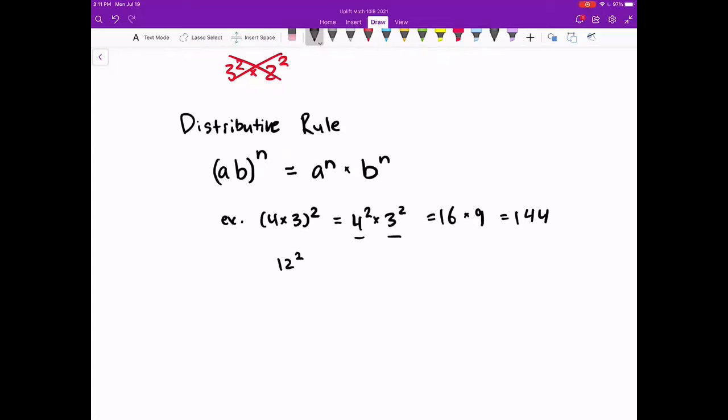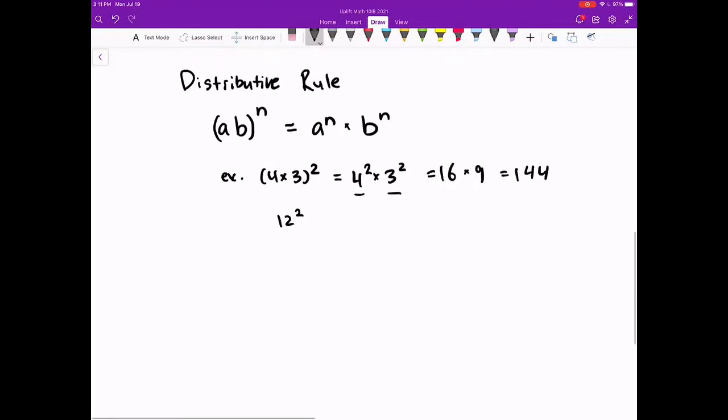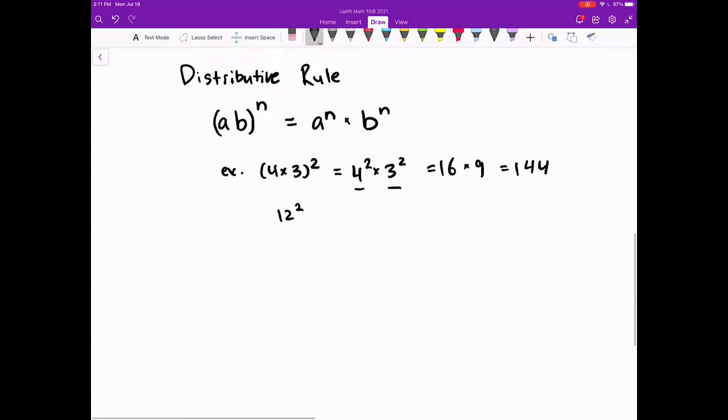Okay, so we're going to explain another limitation of this rule. Note that the variables inside must be multiplied together. They can't be added. So for example, if we have something like x plus y, squared, we can't use this rule on it because there's an addition sign. They're not multiplied together.